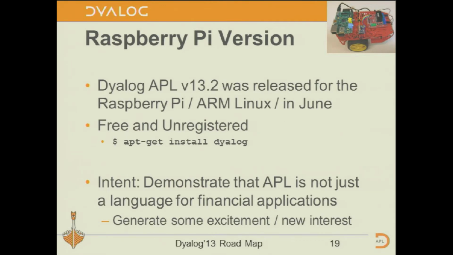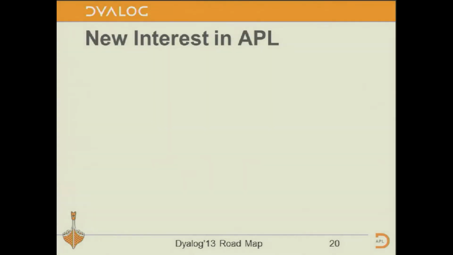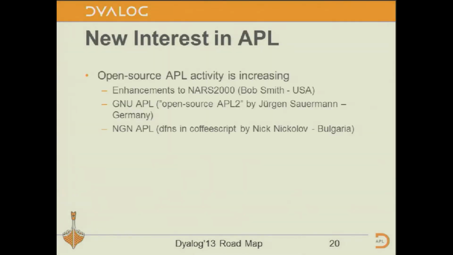And generate some excitement and some new interest. And I think we do have some evidence that the things we've been doing with the competition and now the robot and YouTube videos is having some impact, together with other people like Bob Smith, who's working on NAS. There is a clear increase in open source projects related to APL.